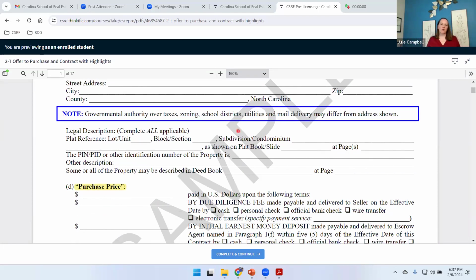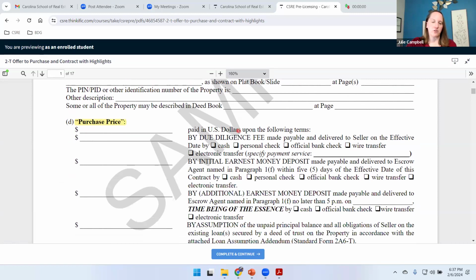And you can see that we're told to complete all applicable fields. And again, if they're not applicable, then put an NA in it. So what's the plat reference, the plat block and section, subdivision, plat book and page, tax ID, deed book and page, etc. Again, your firm will help you know where to get all this information so you can fill this in.